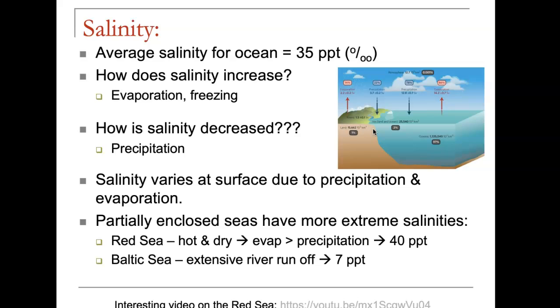Now, the Baltic Sea is just the opposite. You get extensive river runoff into that partially enclosed area. And because of that, you're going to get a lot of freshwater input, and that's going to give a salinity of about 7 parts per thousand. So again, those are some of your extremes in salinity. But the average salinity for most ocean basins is going to be 35 parts per thousand. So those are the extremes.